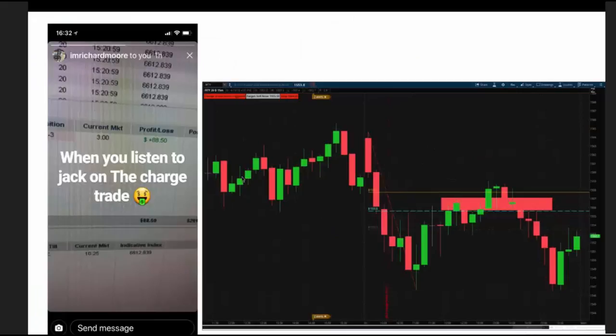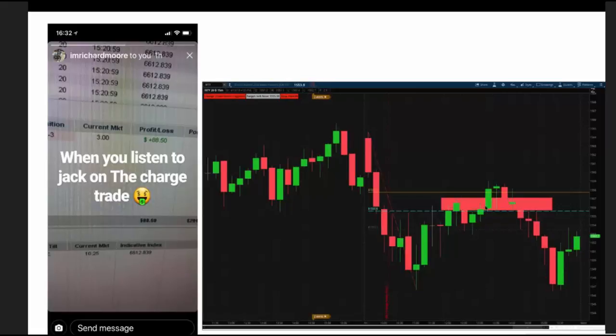So my student actually sent me this a while ago. He's like, when you listen to Jack on the Chart Trade, he sent me that on Instagram, Major League Trading on Instagram. If you have one, you can check it out. But this is the trade setup he actually took. It's a charge trade setup lower.